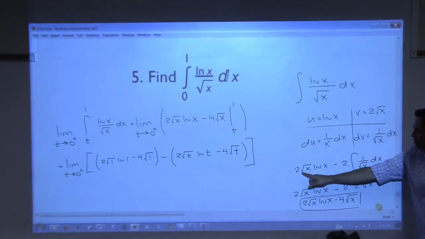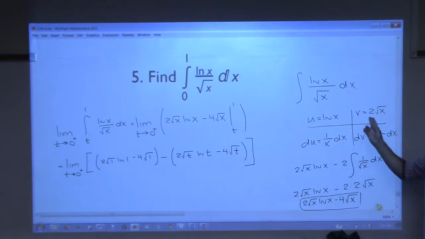And then here's your u times v minus integral v du. So these two multiplied, the 2 comes out. Root x over x is 1 over root x. And then you have to integrate that again, and you get 2 root x, but you already had a 2. So there's your antiderivative.